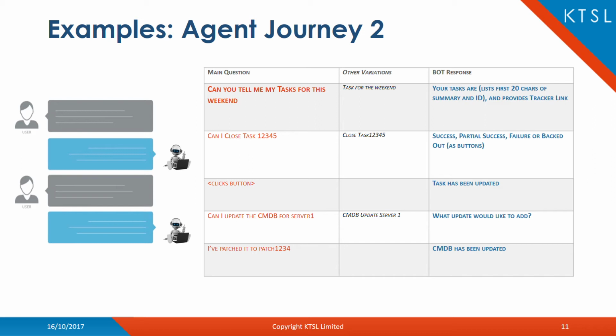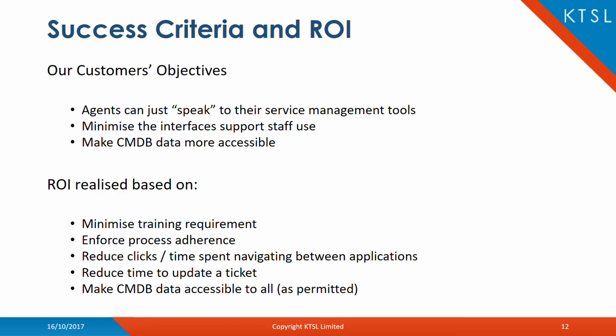And that's one of the key benefits of using this style of interaction. It's about speed to delivery, it's about reducing training needs. So again, if you look at some of the success criteria here, it's about agents being able to speak to the service management tools. It's minimizing the interfaces that they need to use. And an example here was CMDB, making that data more accessible, but it could be knowledge data, it could be process flows for incident, it could be your service catalog. Whatever data you need to make more accessible is about producing a journey that allows you to get there, all driven through intent and through language modeling.